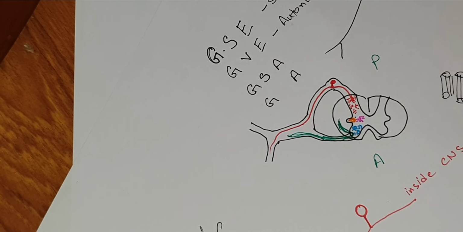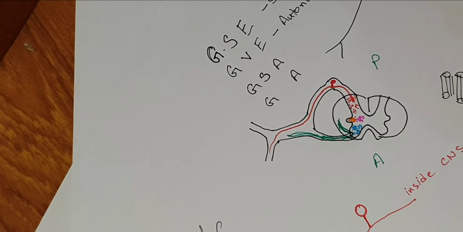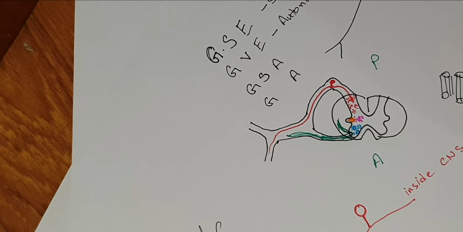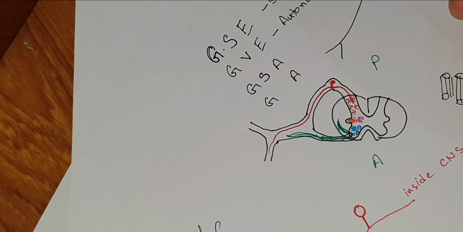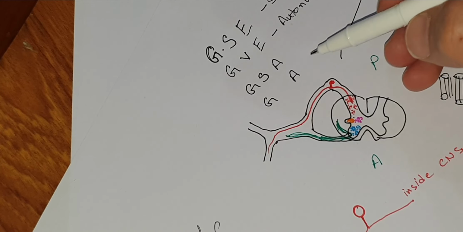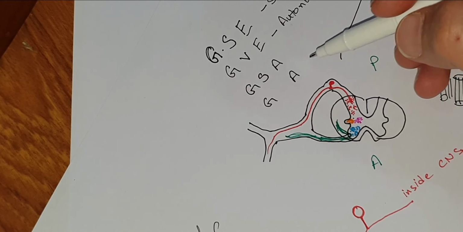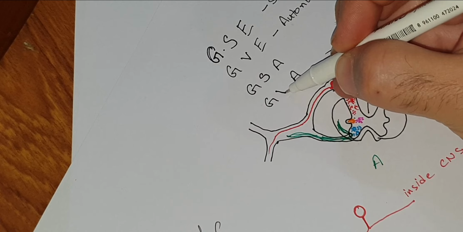Proprioception basically is, in simple words, the sense of position of your body parts. If you know where your body parts are located, for example, if you know where your hand is, that means your proprioception is working fine. The other senses which come from the viscera, they are called the general visceral afferents.